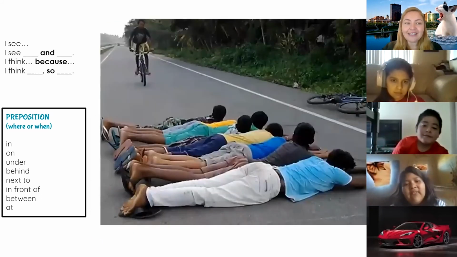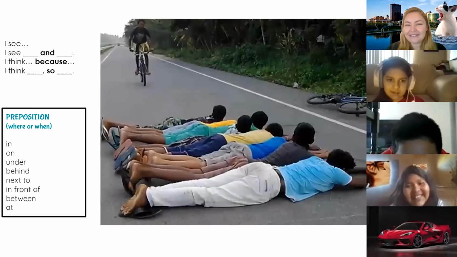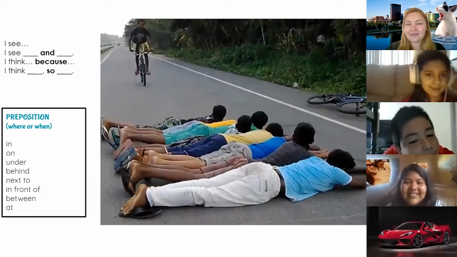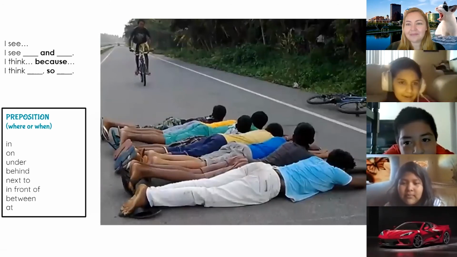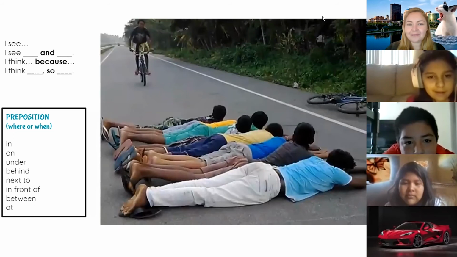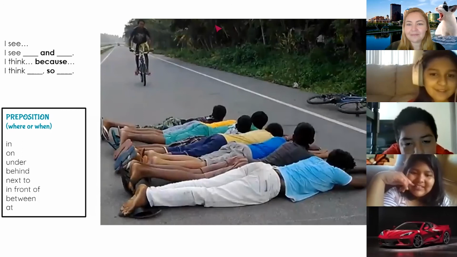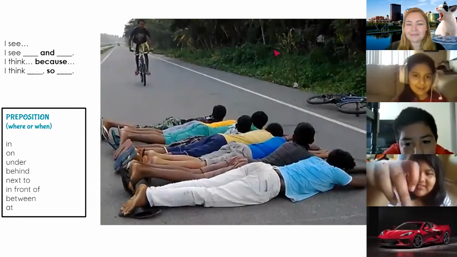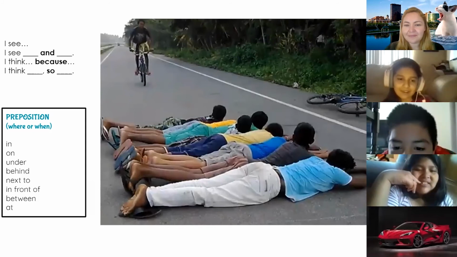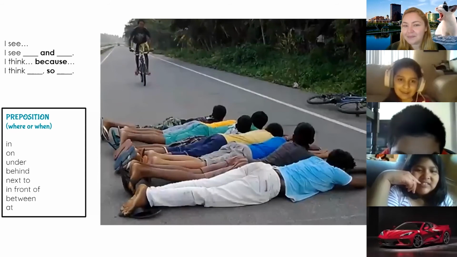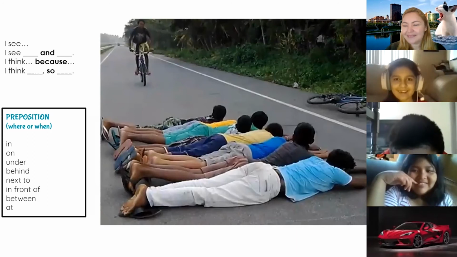Take a look at this picture. Oh, I will not do that. I see somebody on a bicycle and six kids on the road, and it looks like the one that is on the bike is going to try to jump over, but that's dangerous.